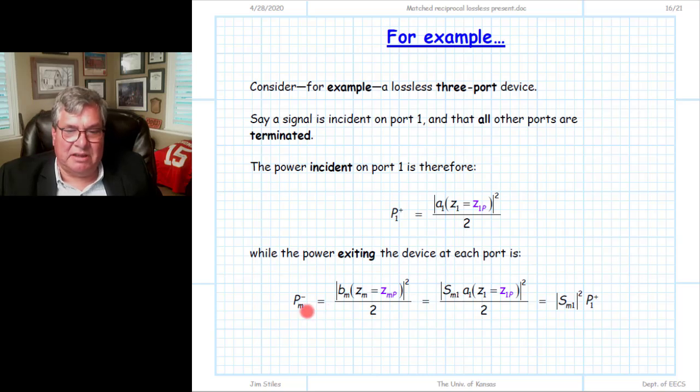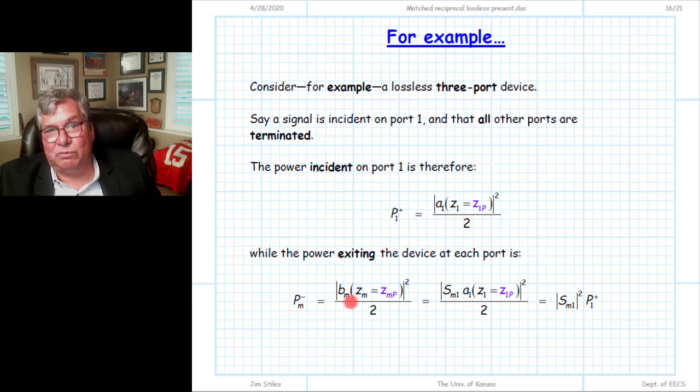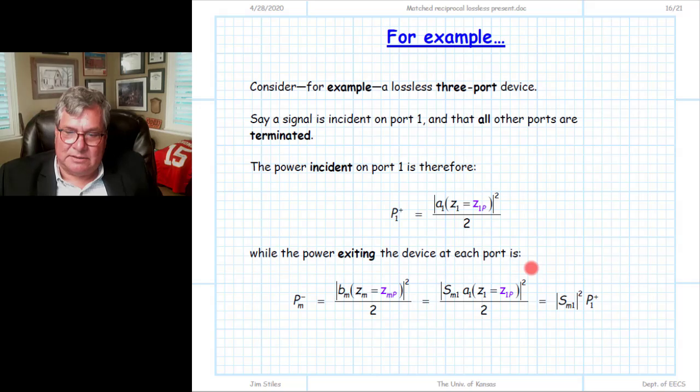So this could be, say, the power associated with the scattered wave at port 3. M is equal to 3, so this would be S31, for example. Multiply that by A1, and that gives us B3, the normalized wave amplitude coming out of port 3. Again, this is because we only have one incident wave here. And we can rewrite this in this form. This is something that causes a little confusion for students.